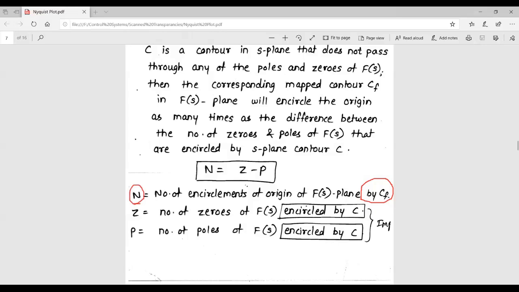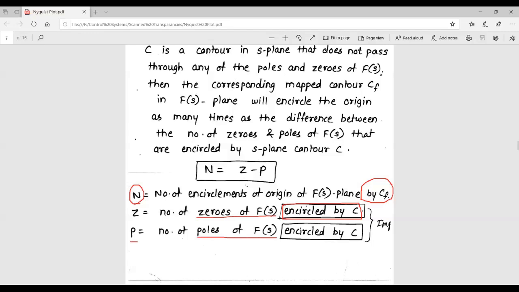Z is number of zeros of f of s encircled by C. Now here we are talking about S plane only. We are not talking about mapped contour. In original S plane, how many zeros of f of s are encircled by C is given by Z, and similarly how many poles of f of s are encircled by C, that is known as P.